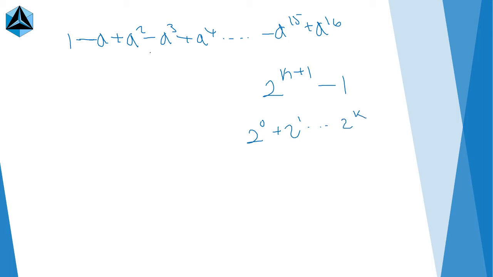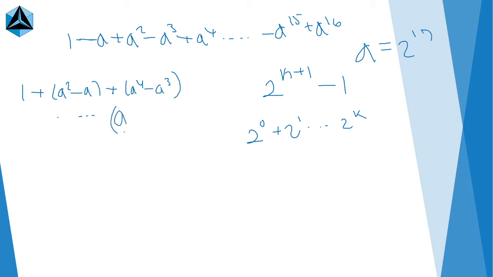So we see a lot of adjacent terms here. So if we can get a power of 2 minus 1, as we know that a is equal to 2 to the 17th, if you can get an a minus 1 or an a squared minus 1 or an a cubed minus 1, it would help us out a lot. So let's group these. So you get 1 plus a squared minus a plus a to the 4th minus a cubed all the way to a to the 16th minus a to the 15th.